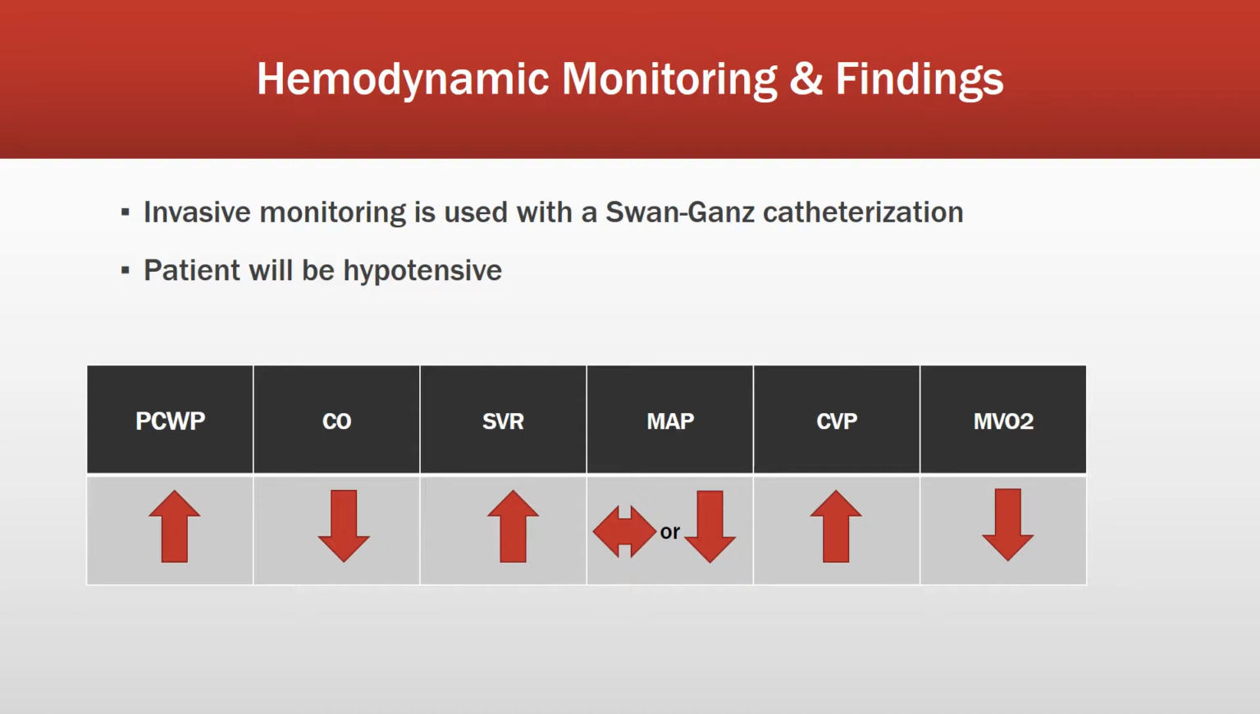Hemodynamics will be monitored using a Swan-Ganz catheter. Patient will be hypotensive. Pulmonary capillary wedge pressure will be increased. Cardiac output is decreased. The SVR is increased. The MAP will be normal or decreased. The CVP is increased, and the O2 in the vein is decreased.